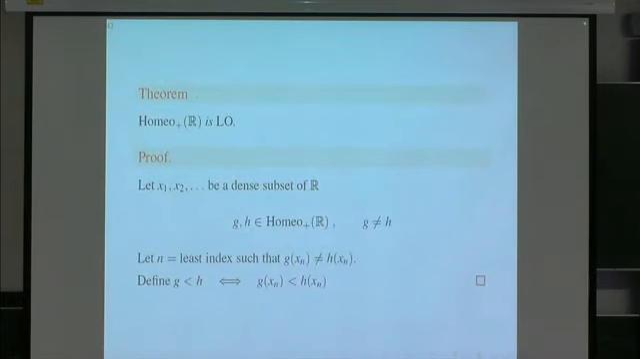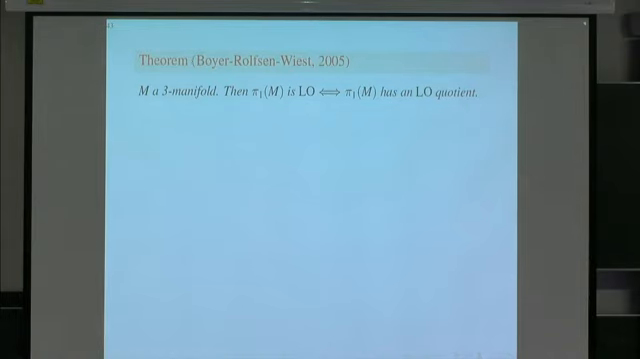So one might ask, having decided that the fundamental group of a 3-manifold essentially tells you everything about the 3-manifold, which 3-manifold groups are left orderable. And there's a very nice theorem of Boyer, Rolfsen, and Wiest that says that for a 3-manifold, under my assumptions, the group is left orderable if and only if it has a left orderable quotient.